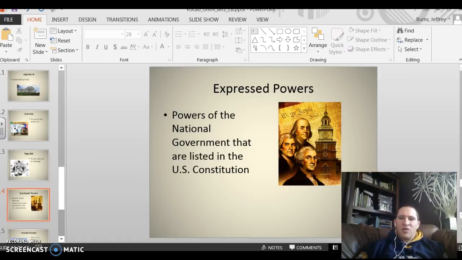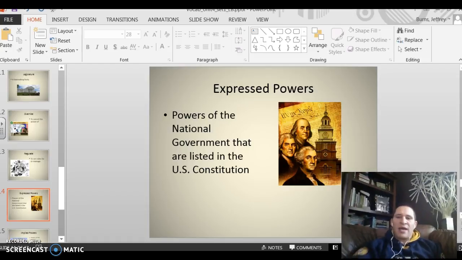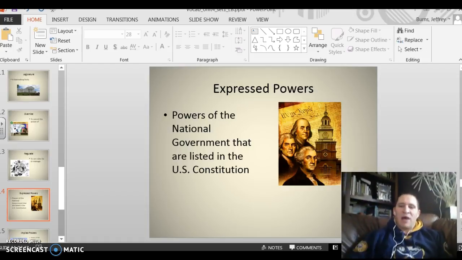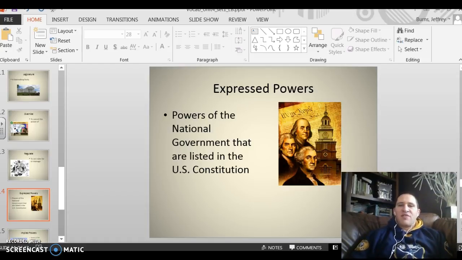Okay, now we're getting into our federalism powers. And the federalism powers are four different types of powers. It's either national, state, both. Who has the power? And federalism is the division of power between the national and the state governments. So let's look at these different powers.